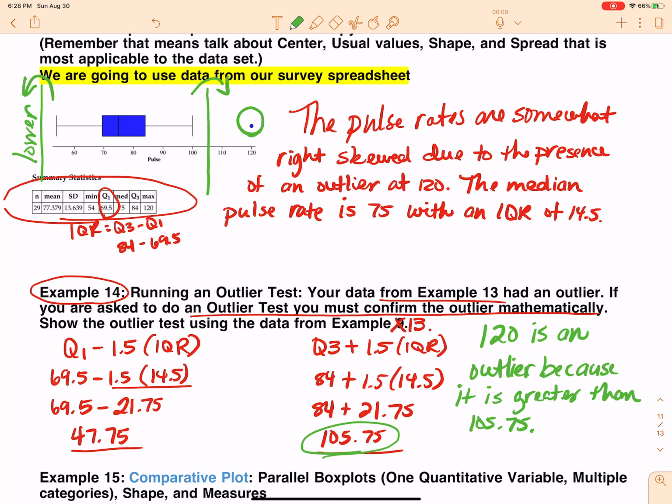But you have to show this mathematically. If you are asked to run an outlier test, or you're trying to say there's an outlier in a stem plot, a histogram, or a dot plot, you have to run the outlier test. Notice the pieces you need for the outlier test. You must know the Q1 and you must know the Q3, because the difference of those produces your IQR. If you don't have those values in the data, you can't run the outlier test. Awesome.